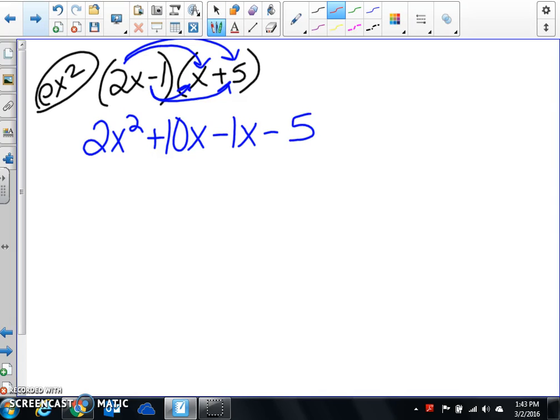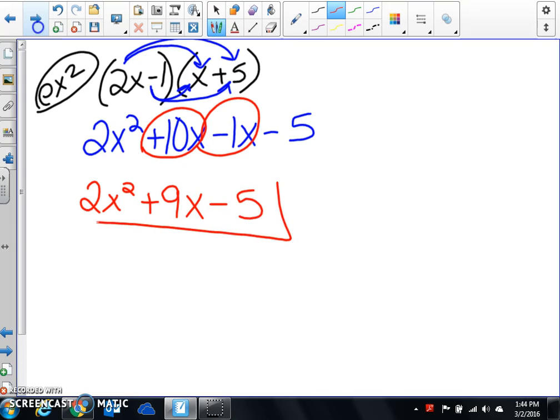Now I combine like terms. I drop my 2x squared. 10x minus 1x is a positive 9x, and then you have minus 5. Next one.